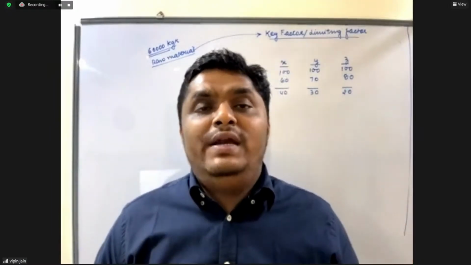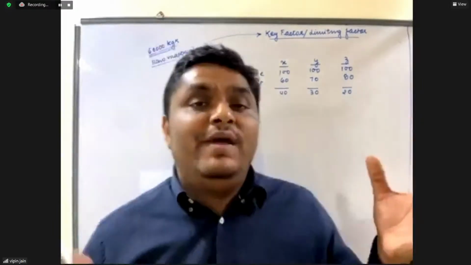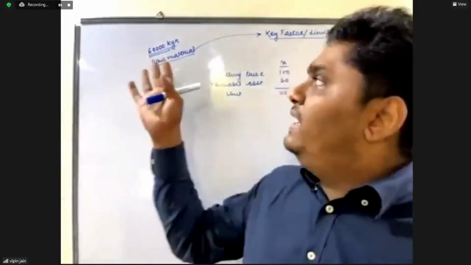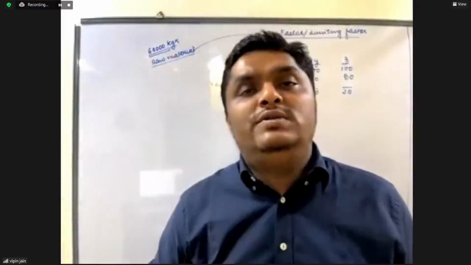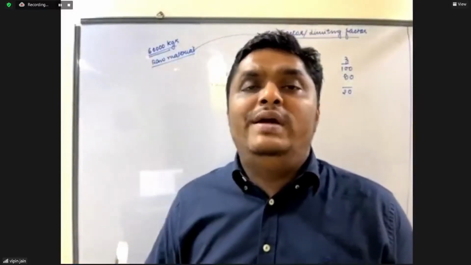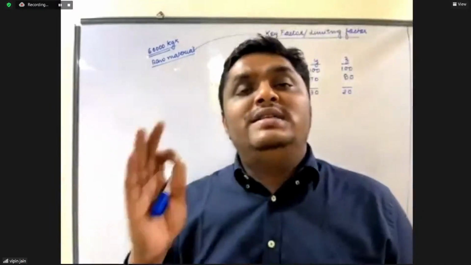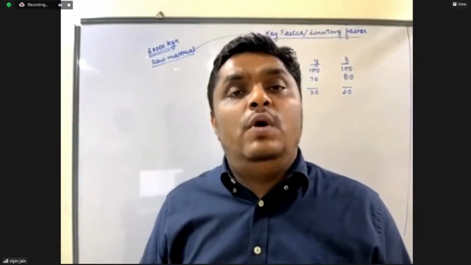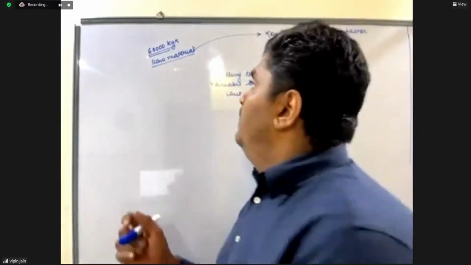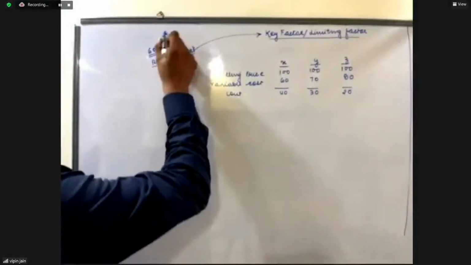So the annual requirement is approximately, let's say, 1,50,000 kgs, but the supplier is going to provide me only 60,000 kgs, either due to some COVID restrictions or whatever the reason. So here, very important, the 60,000 kgs of raw material is my key factor.